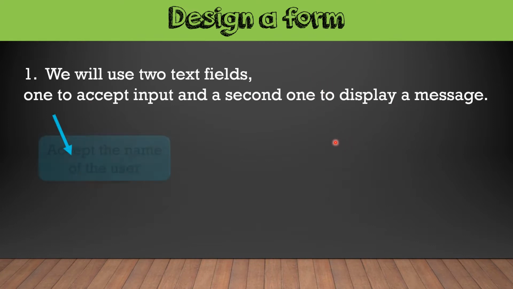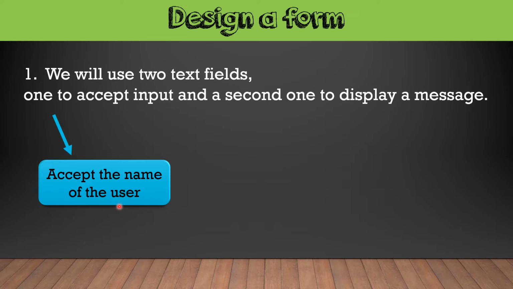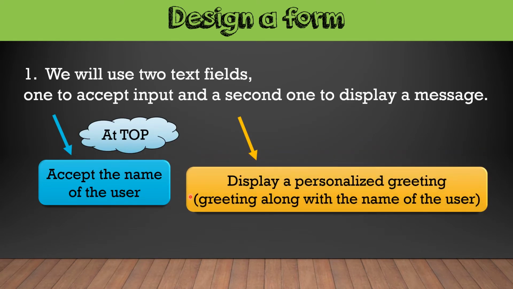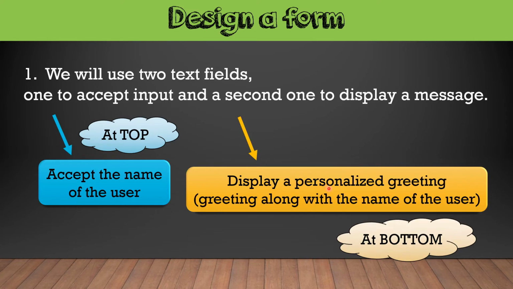The first one will accept the name of the user and it will be at the top, and the second one will display a personalized greeting. Basically, this personalized greeting is a kind of message. So basically we are using the second one to display a message and it will be at the bottom. So this is how we are going to use these two text fields in our form.